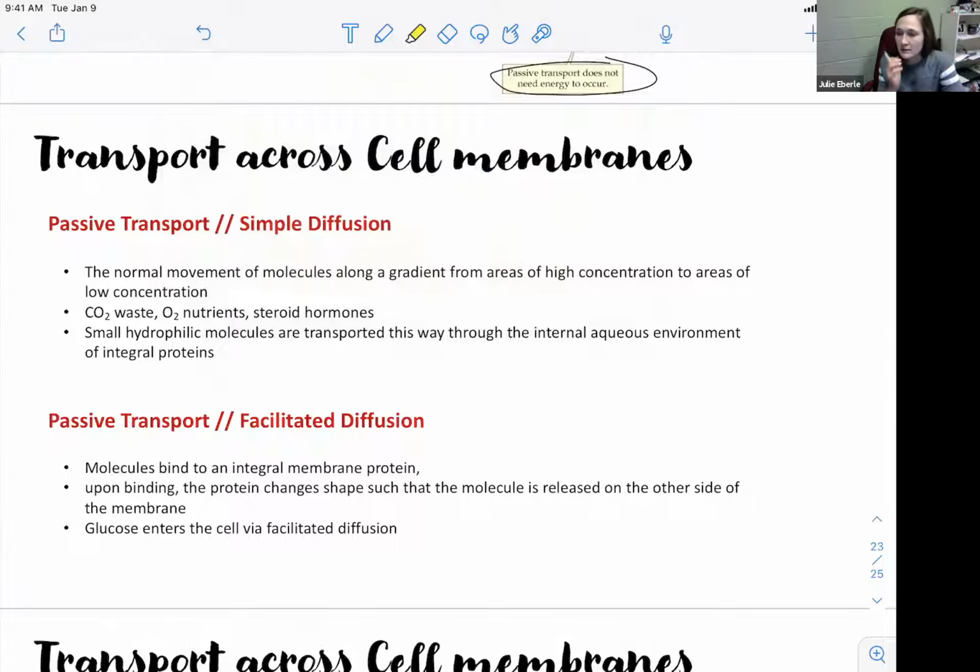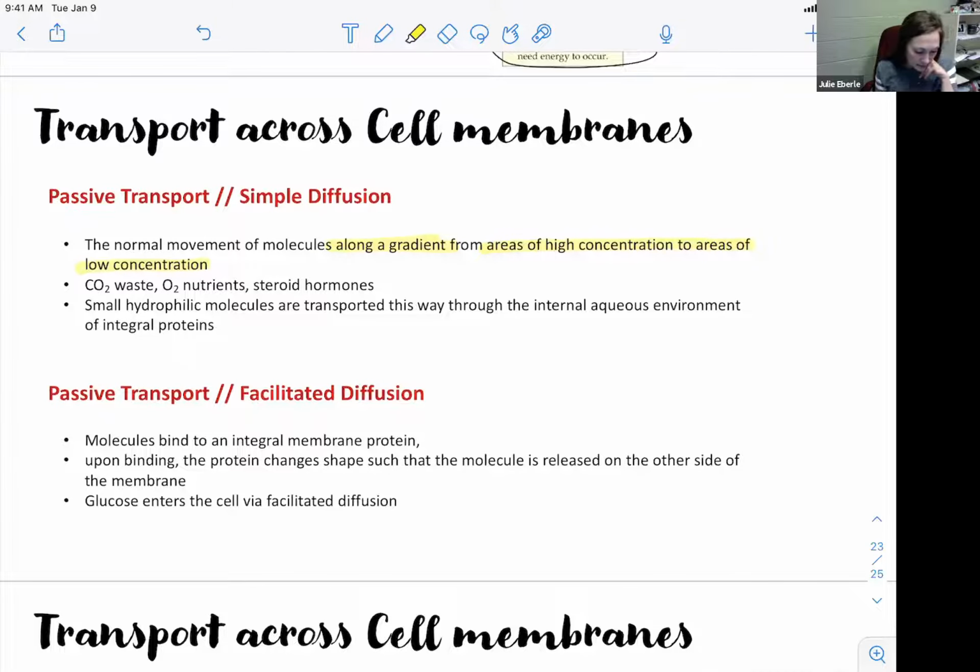So passive transport, simple diffusion, this is the easiest kind. It's just the normal movement of molecules along a gradient. Notice that, along a gradient from areas of high concentration to areas of low concentration. I might drill you on gradients. Here's why. I would always ask my 1402 class when we get to osmosis, why gradients are important, how molecules move along a gradient. I want you to know they move from areas of high concentration to areas of low concentration. So the cell maintains two different areas on the inside and the outside. And they move from areas of high concentration to areas of low concentration. Okay.